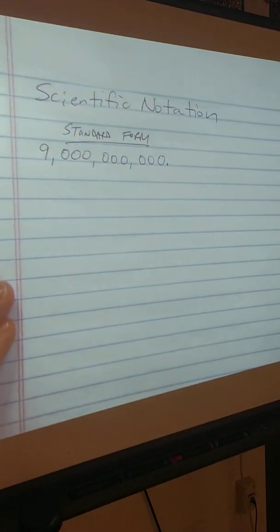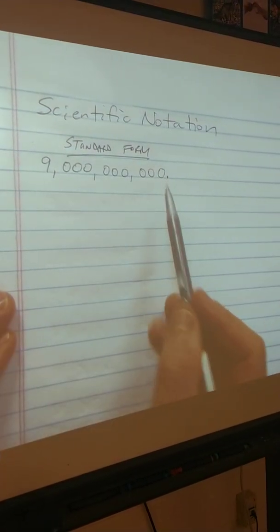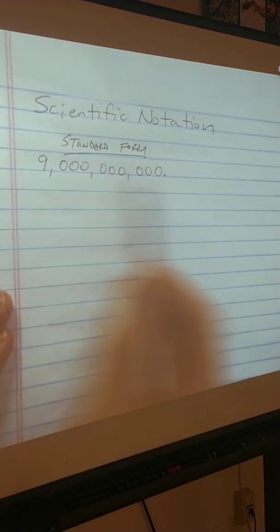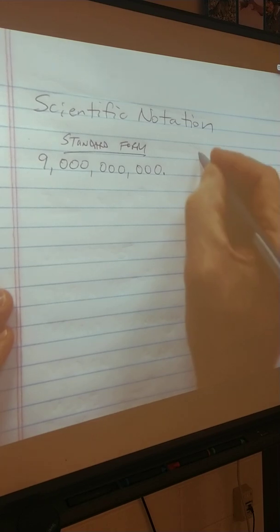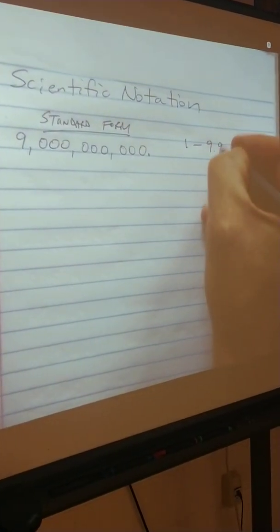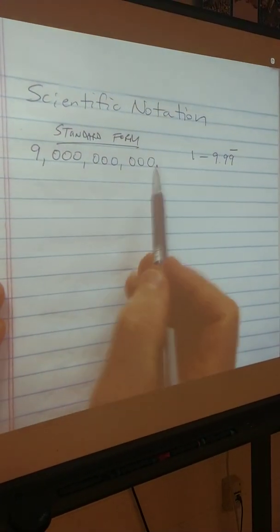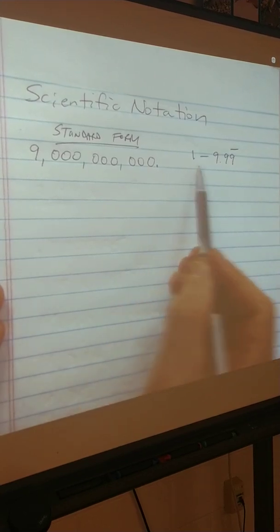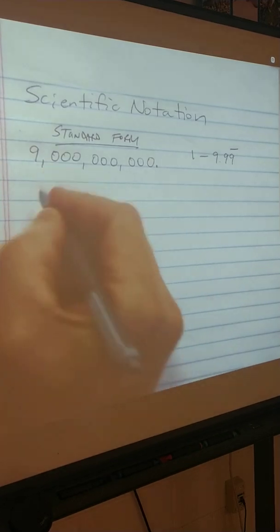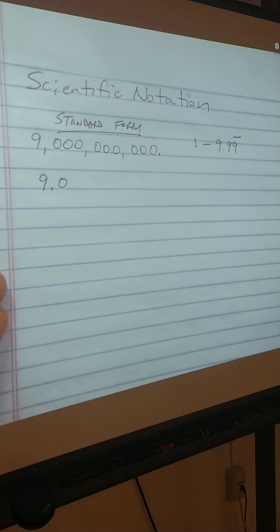But the first rule for writing in scientific notation is you look at this number and you say, where can I put the decimal point so that this number is between 1 and 9.99 repeating. Okay? So if the decimal's there, where can I put it so it's between 1 and 9.99? You put it there. So I would write it 9.0, and I could put the other zeros, but there's no reason for doing that.